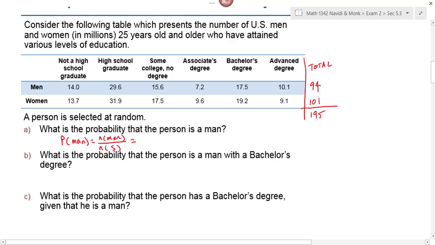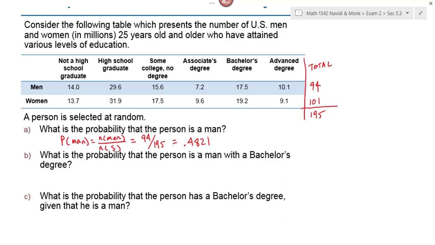Well, the total number of men here is what? 94, and we know this is measured in millions. We're just going to use the 94 and not call it millions. So we have 94 divided by, and what's our sample space? That's the 195. Now, if you put this in your calculator and round to 4 decimal places, you get 0.4821. And this is the probabilities that we've been calculating so far in earlier sections of Chapter 5.